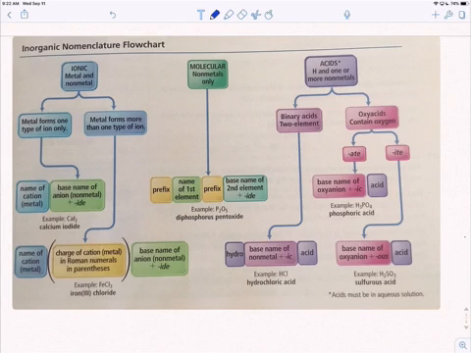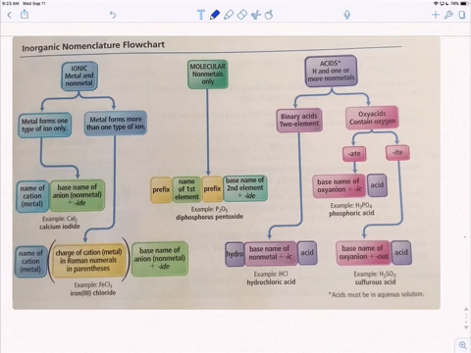For molecular compounds that have only nonmetals, you have the prefix, name of the first element, unless it's 1, then you drop the mono. Prefix, base name of the second element plus ide. So P2O5, diphosphorus pentaoxide. Di for the 2 for the phosphorus, penta for the oxygen, oxide, the short base plus ide.